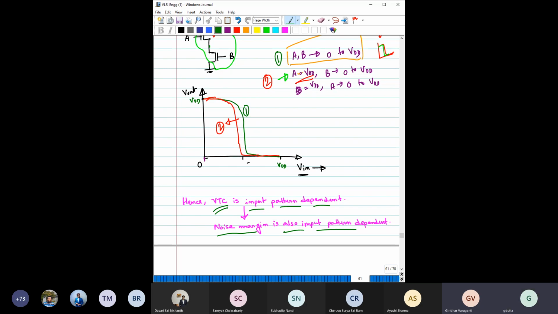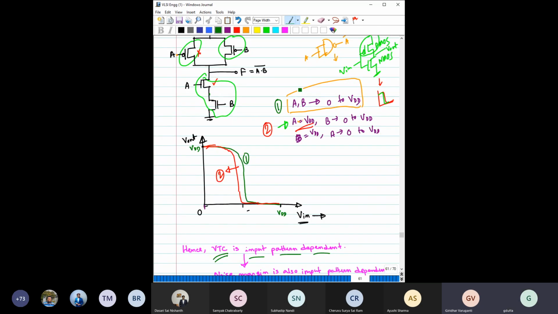And if the VTC is dependent on the input pattern, then definitely the noise margin is also dependent on the input pattern. So if you are considering only one case and designing the noise margin and all these things, then probably you might not be doing the correct thing. You should consider what is going to happen for different input patterns or different combinations of input patterns. I think this part is clear to you.